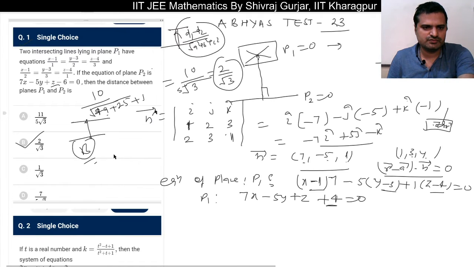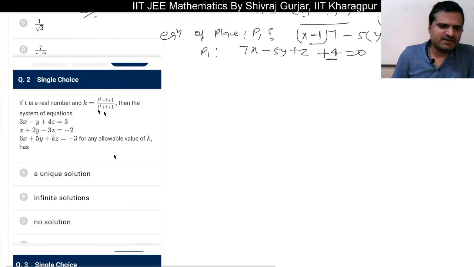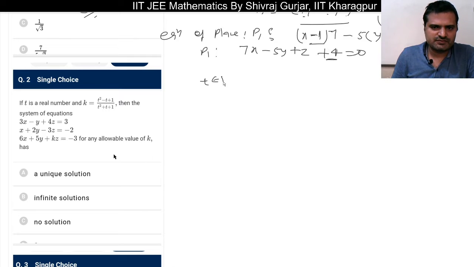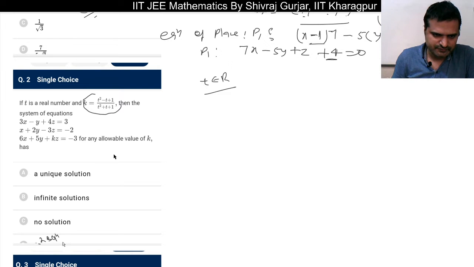Question number 2. If t is a real number, and k is given of this form, then the system of equations for any value of k is okay. So we are asked to find whether this system of equations will have a unique solution, infinite solutions, or no solution. I think here the given options are solutions. Okay, so let us find out.